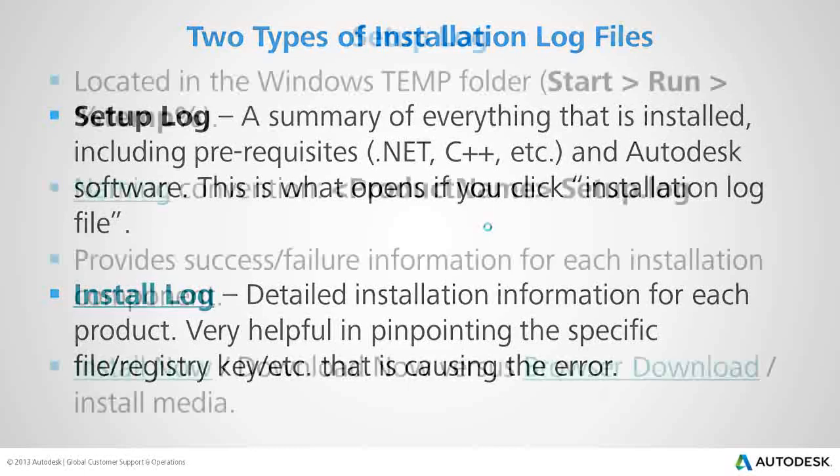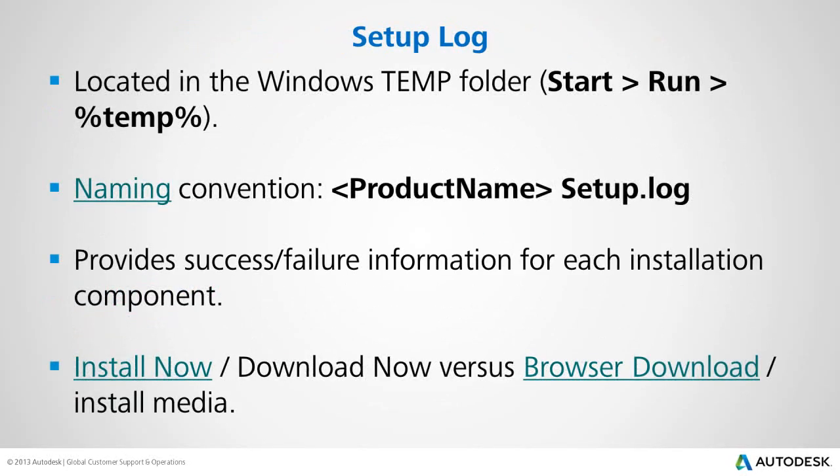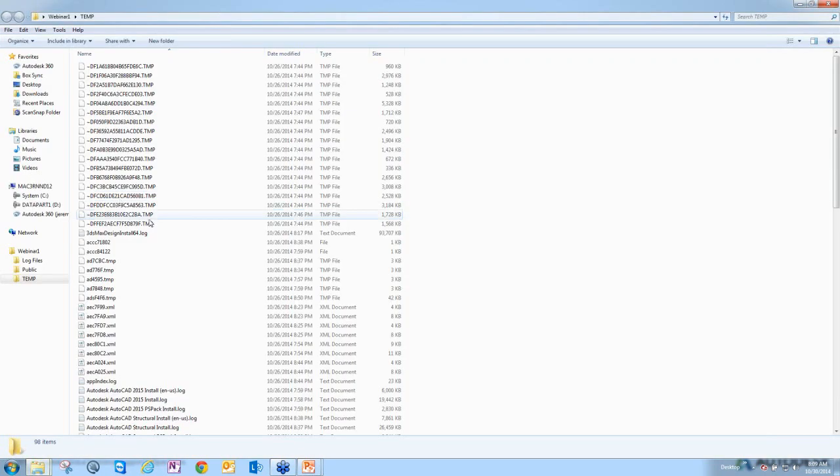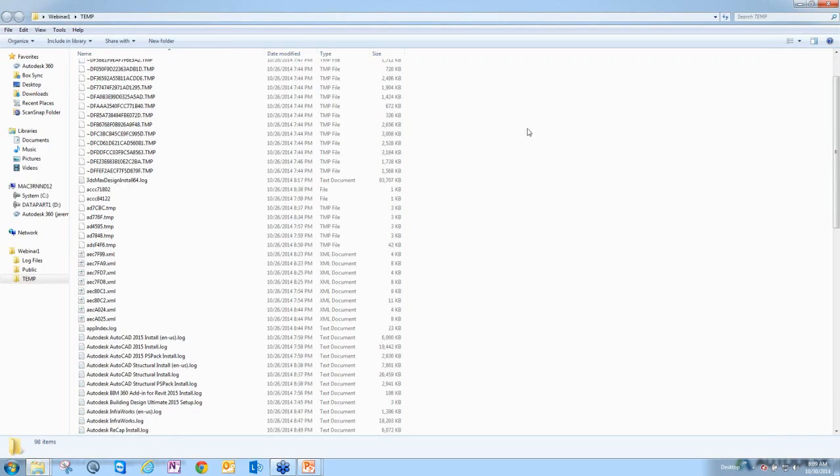So let's dig a little deeper into the setup log. The install logs created by Autodesk software, both the setup and the install log, are going to be located in the Windows temp folder, which you can get to by going to Start, Run, and typing %temp%. On Windows 8, just click on the Windows logo down at the bottom left to get out into the modern view, and then type %temp%. That'll take you into the temp folder. And the naming convention is going to be the product name, setup.log.